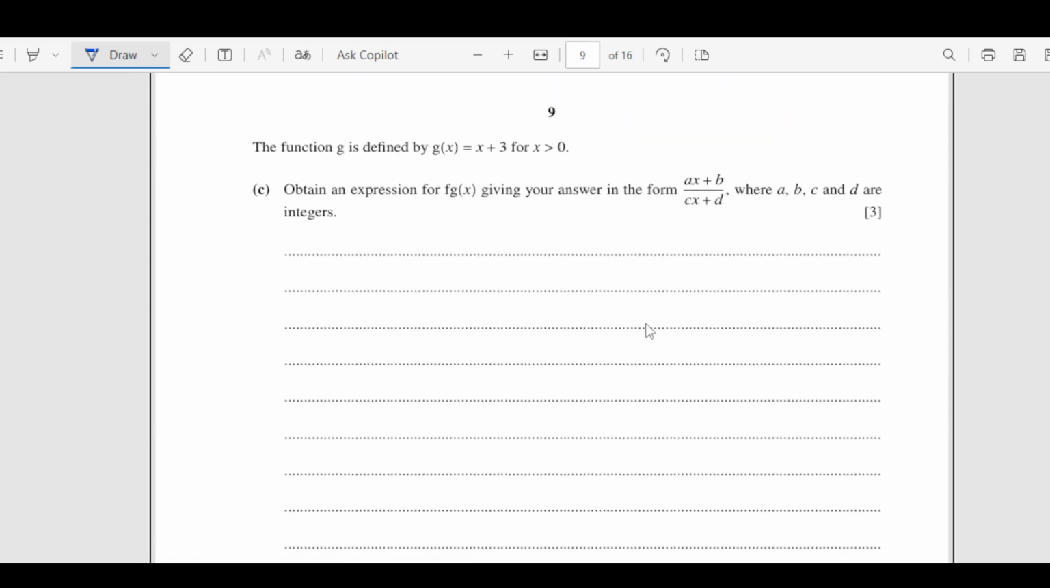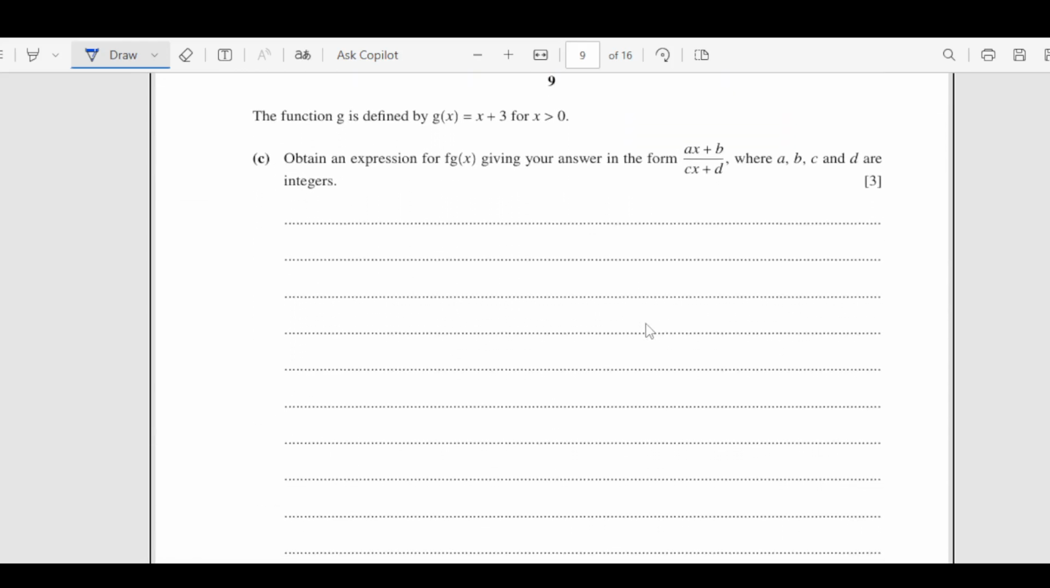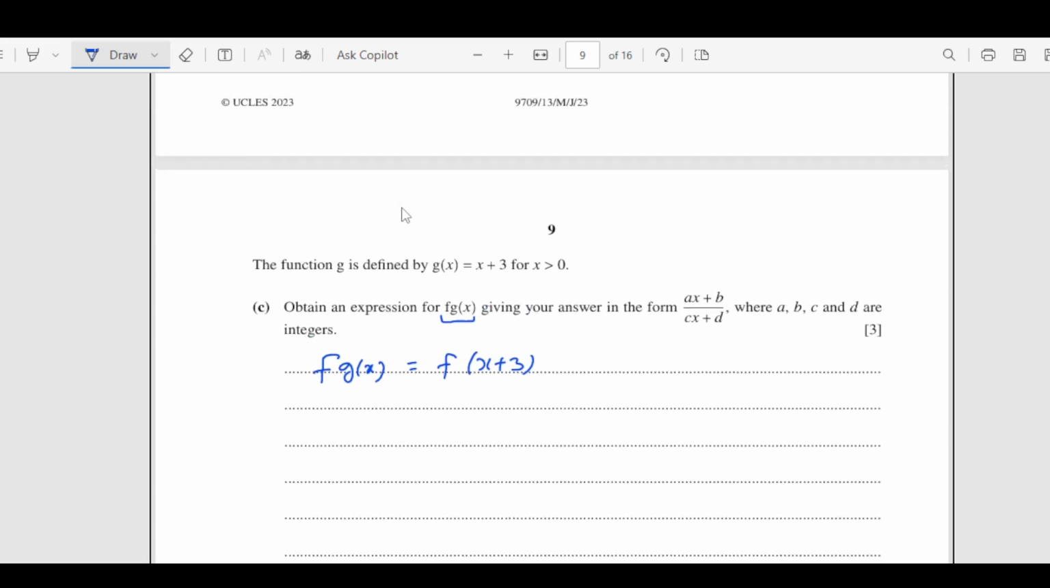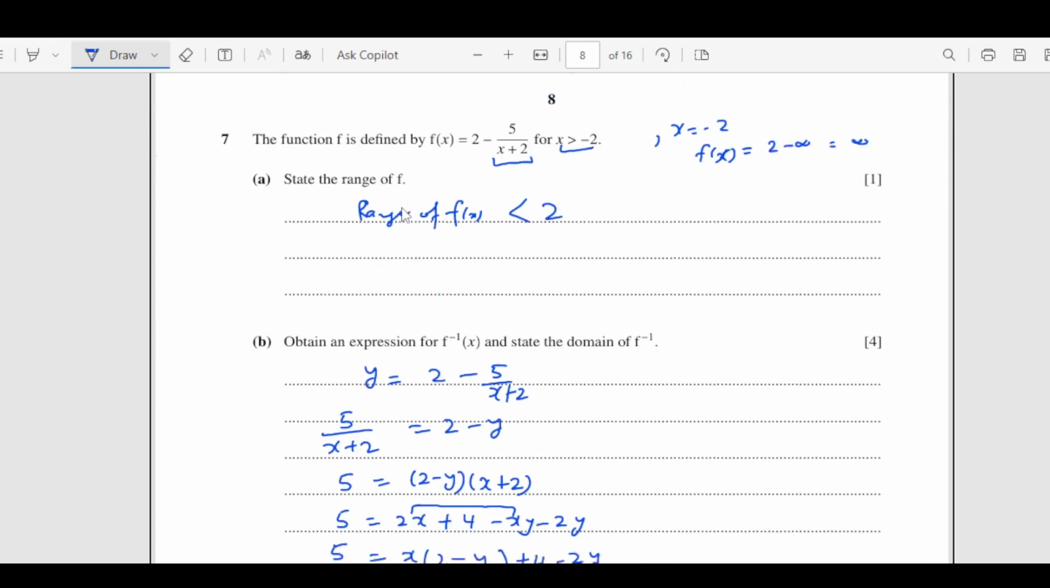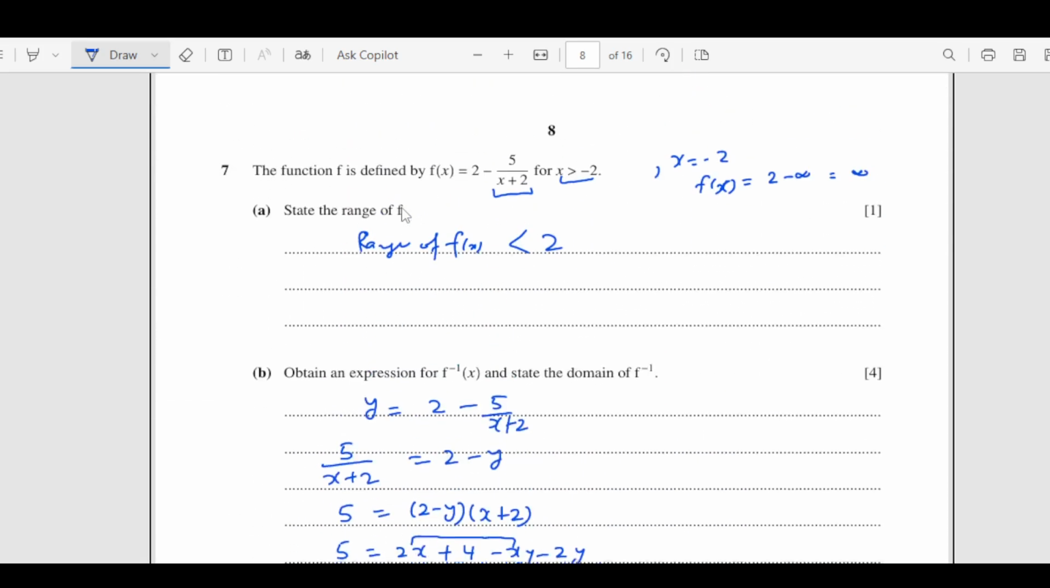Now part C. The function g is defined by g(x) = x + 3 for x greater than 0. Obtain an expression for f of g(x), giving your answer in this form, where a, b, c, d are integers. So we are looking for f of g(x). What is g(x)? g(x) is x + 3. Now we have to substitute this value in f.